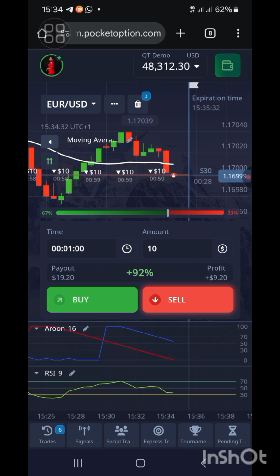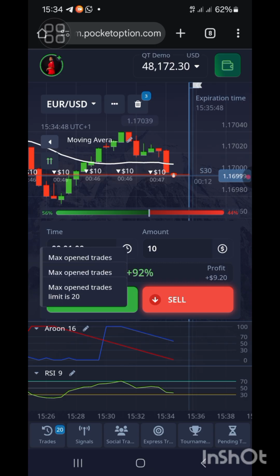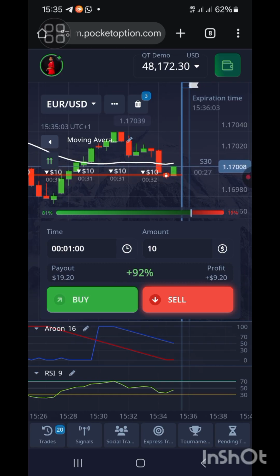Two, three, four, 5, 6, 7, 8, 9, 10, 11. Once the candle crosses at the middle of the candle, look out for RSI. Even if Arun is not giving you the signal you need, look out for RSI. If RSI is below 50, then it shows that it might be a profitable trade.